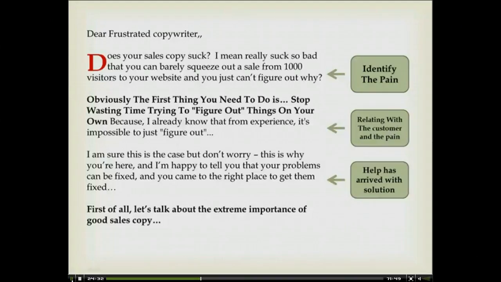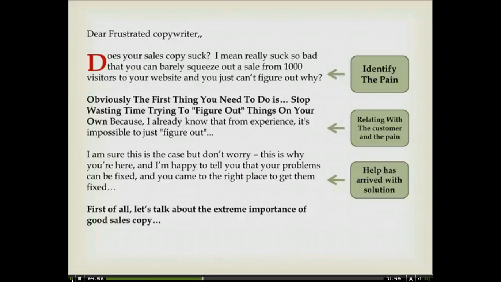Next, you're going to tell them that help has arrived with the solution. I'm sure that this is the case, but don't worry. This is why you're here. And I'm happy to tell you that your problems can be fixed. You came to the right place to get them fixed. Don't worry, your shining knight is here. We're going to save you. We're going to rescue you from your distress and your problems. We've got the solution. And you just keep reading, and we're going to show you that.